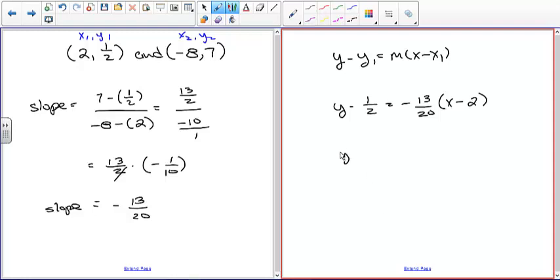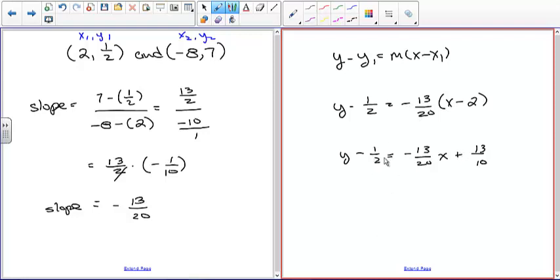So you distribute the negative 13 over 20. So you get negative 13 over 20x. You'll see here that 2 over 20 is the same as 1/10. So it'll be 13/10. So what it is, you've got 26/10, which reduce it down to 13/10. You got a negative times a negative, so it's going to be positive.